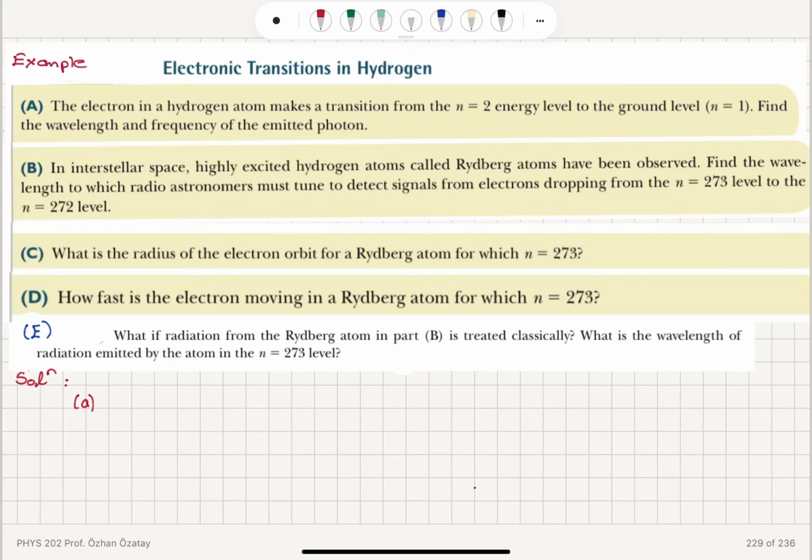Electronic transitions in hydrogen. Part A. The electron in a hydrogen atom makes a transition from the n equals 2 energy level to the ground level, n equals 1. Find the wavelength and frequency of the emitted photon.